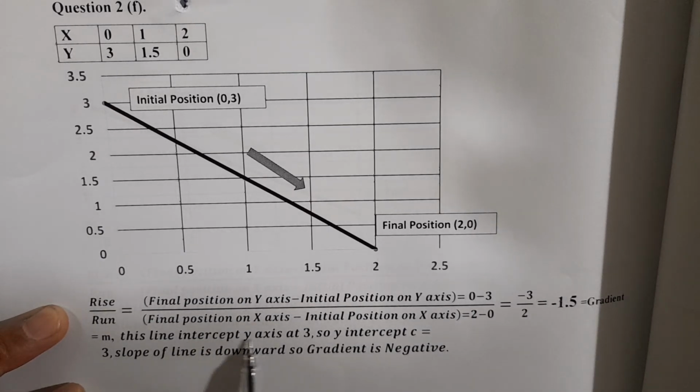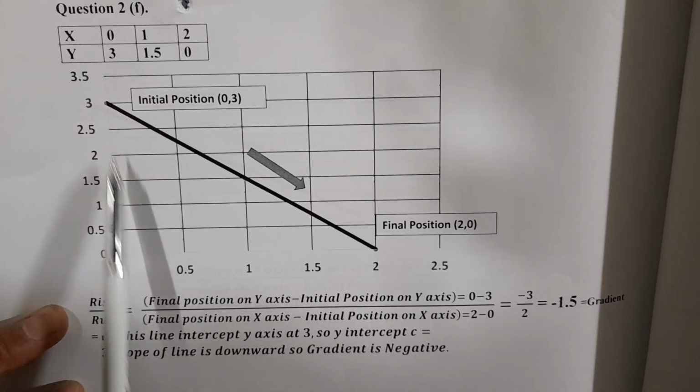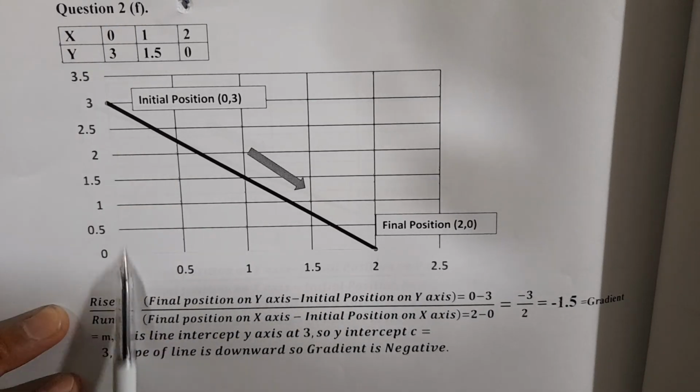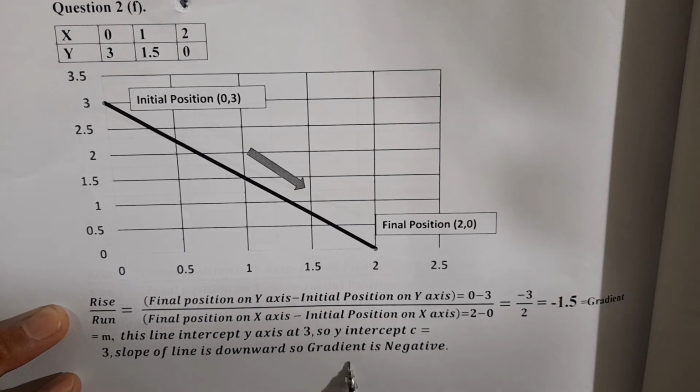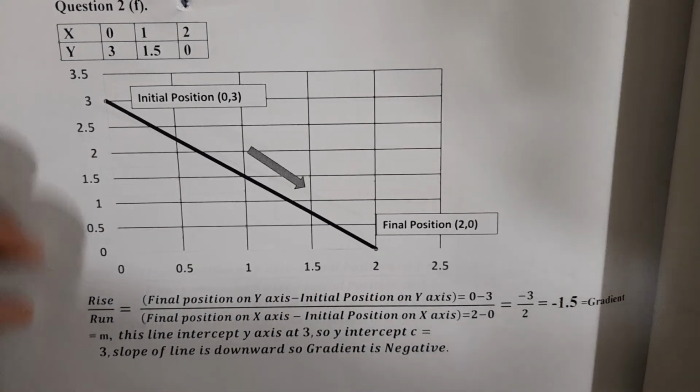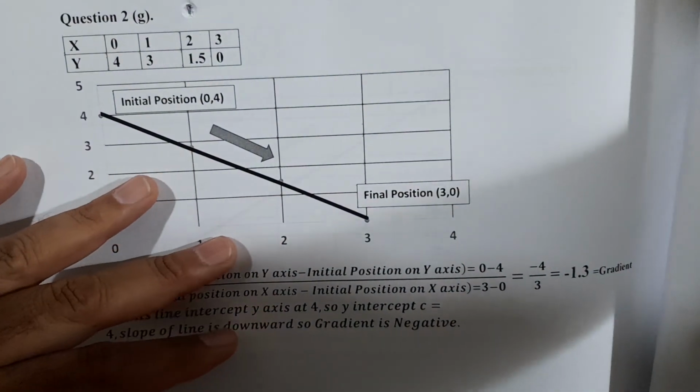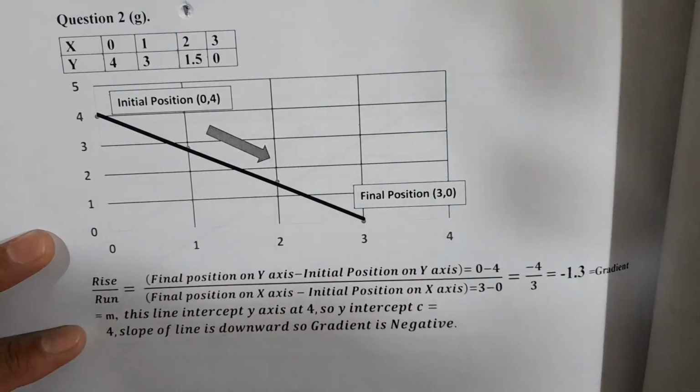This line intercepts the y-axis at 3. So the y-intercept c is 3. The slope of the line is downward, so the gradient is negative.